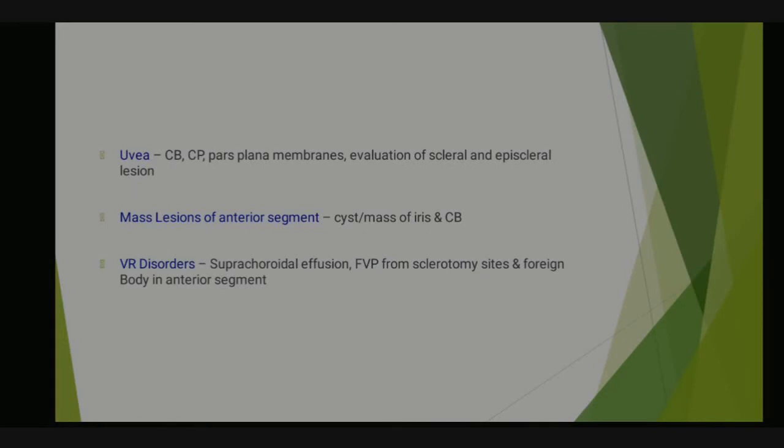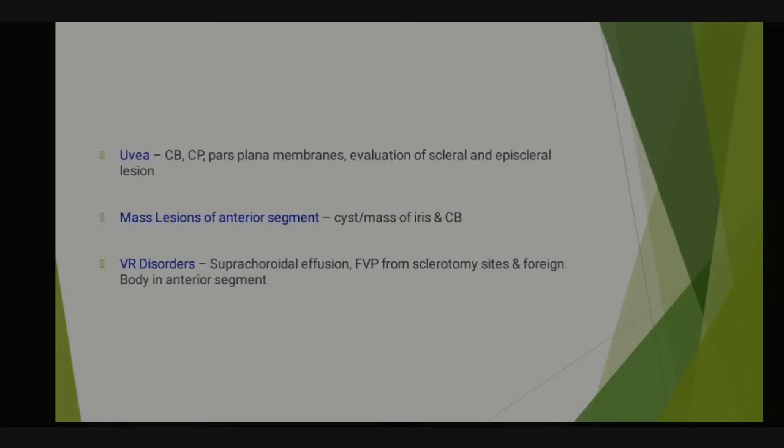Following vitreoretinal surgeries, there will be a sudden drop in intraocular pressure. So in those cases, they will ask to check whether any choroidal effusion is there or not. In cases of recurrent vitreous hemorrhages, they will ask for UBM to check for FEP, which is fibrovascular proliferation, to see whether any abnormal growth is there in the sclerotomy site, or any foreign body. They will ask to see in UBM.